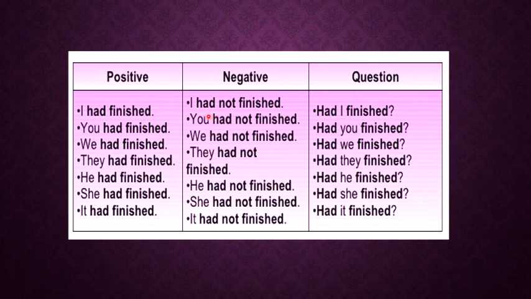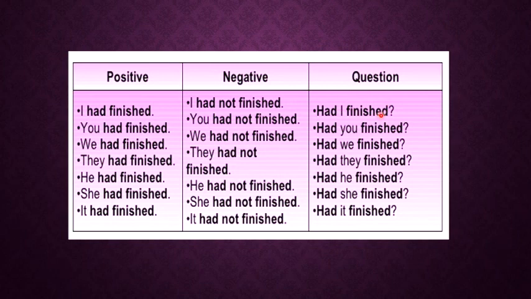Now see the negative. I had not finished, you had not finished, we had not finished, they had not finished, he had not finished, she had not finished, it had not finished. So everywhere we have to just add the word not after the helping verb had if we want a negative sentence. Okay? And then see the question.